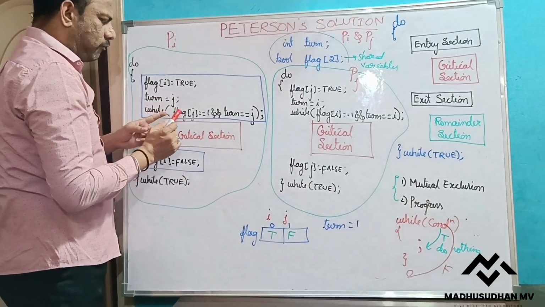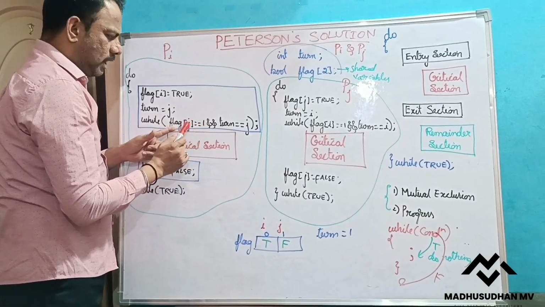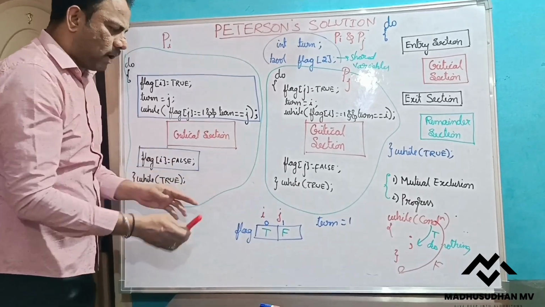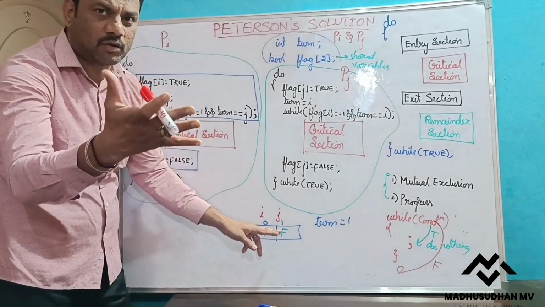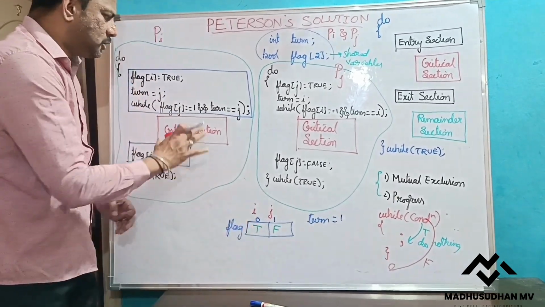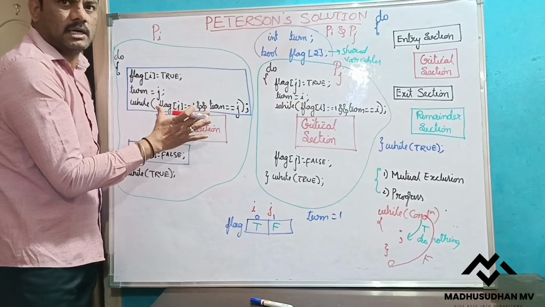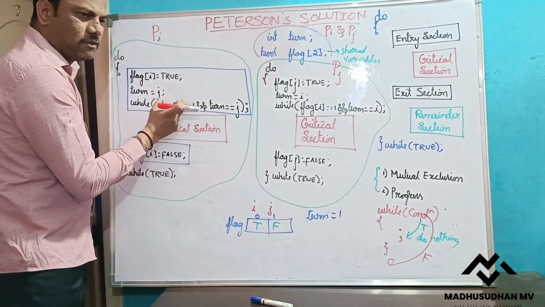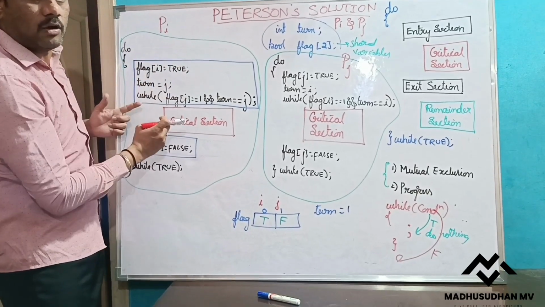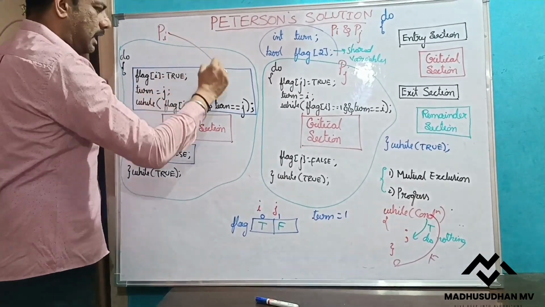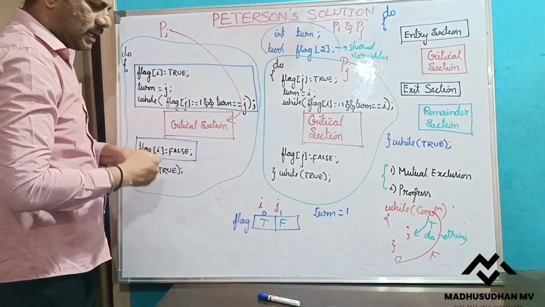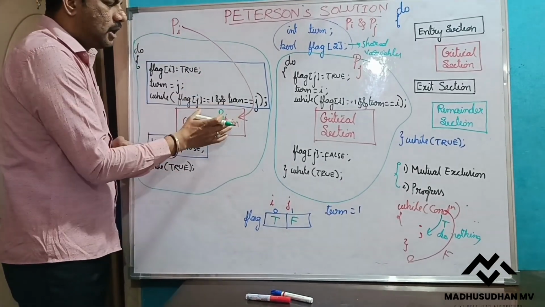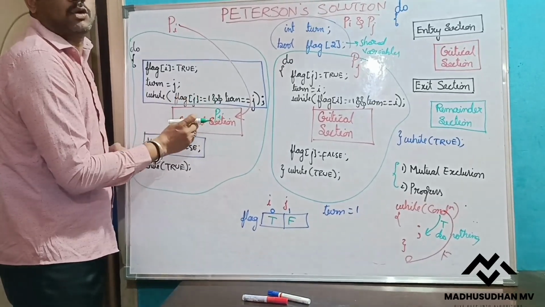Now check: while flag of j is equal to 1. Flag of j is equal to 1 is false. False means flag of j is not ready to enter, so nobody is in the critical section. Now this condition is false. When the condition in the while loop is false, control comes out of the while loop and process pi enters. Pi has entered the critical section and it is executing.